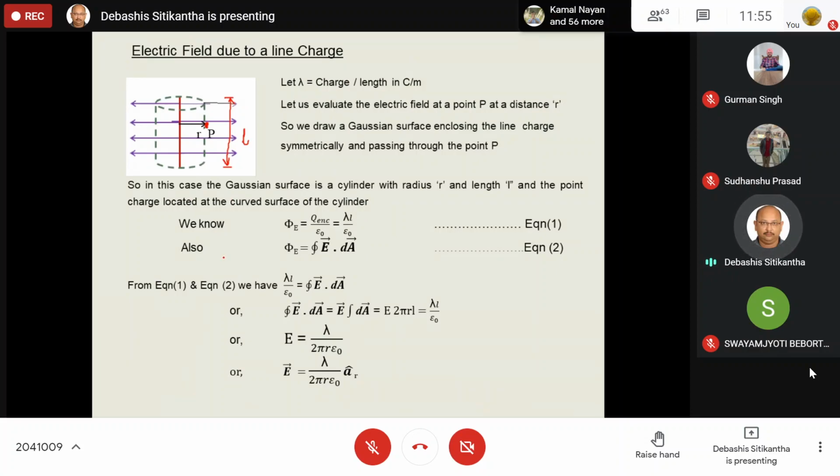Again, from generalized Gauss law, we know phi E is equal to the closed surface integral of E vector dot dA vector. Now equation 1 and 2 both are the same, so we have to equate them. As you can see, in the closed surface integral of E vector dot dA vector, if we go for the closed surface integral of dA, naturally what is the expression? It is 2 pi RL.